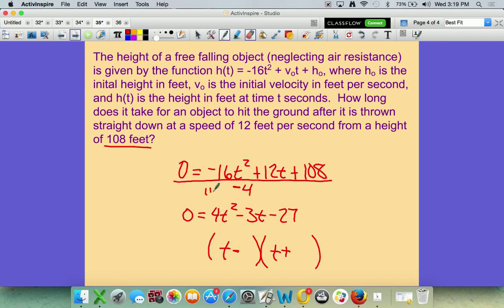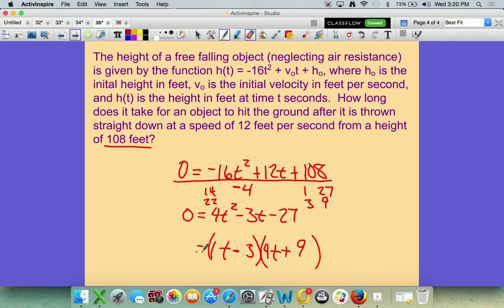For 4 it's either 1 and 4 or 2 and 2. For 27 we've got a bunch, don't we? 1 and 27, 3 and 9, 9 and 3, 27 and 1. Not too bad. How do I get a negative 3 in the middle? Let's try 1 and 4 and 3 and 9. We get a positive 9 minus 12 is negative 3, which is what we're looking for.